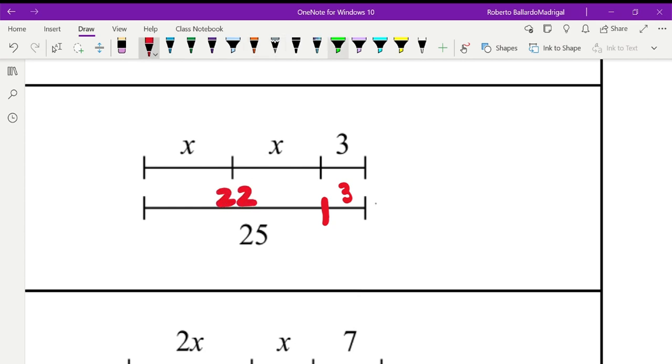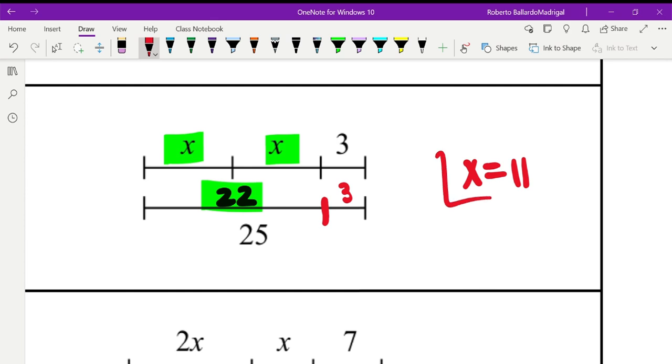Now then we're looking for two equal size groups that make 22. Then you are correct, Elizabeth. Each group is 11. Each group is worth 11. Does anyone have any questions on how I'm getting 11? Okay, let's continue.